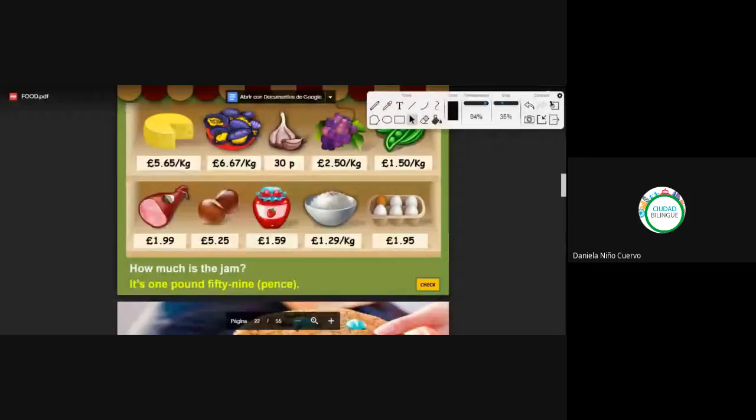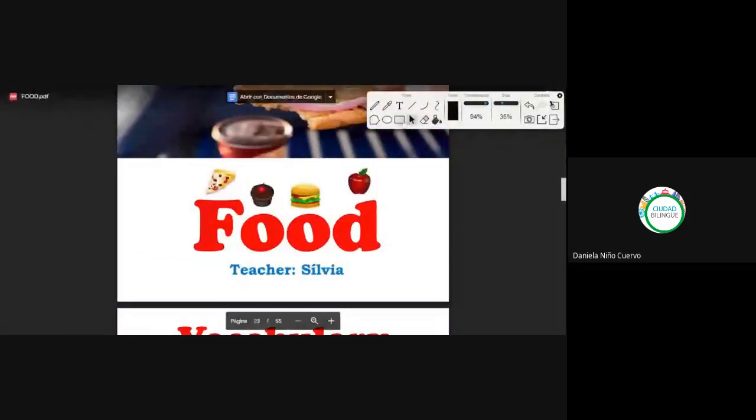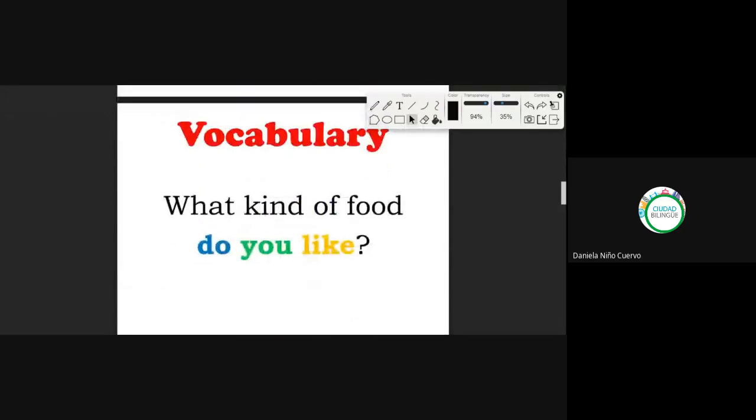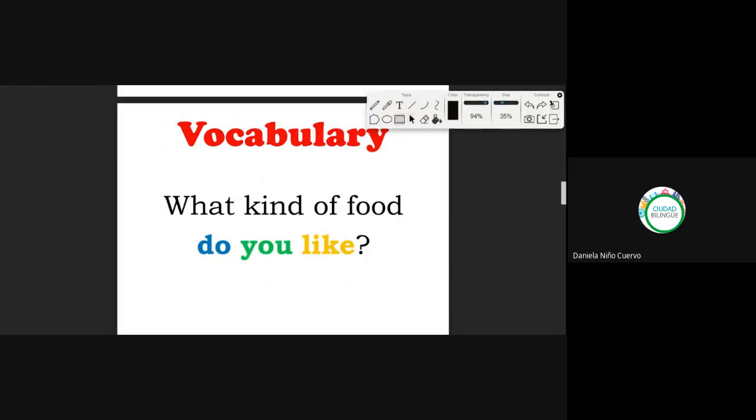So, in this case, we have this other presentation. Yes. This presentation was made by this teacher, which is Silvia. Estas presentaciones son presentaciones ya hechas que toca darles el crédito a la persona que lo hizo, right? So, we continue here. Vocabulary. What kind of food do you like? ¿Qué clase de comida te gusta?